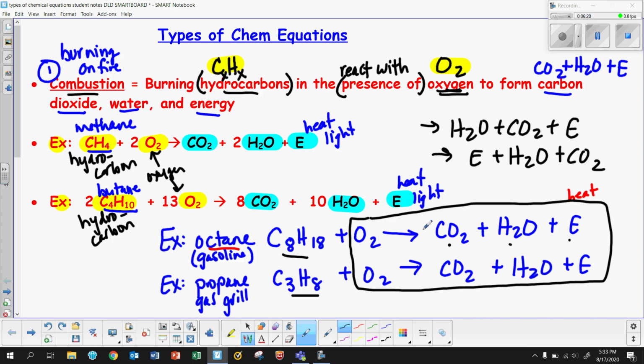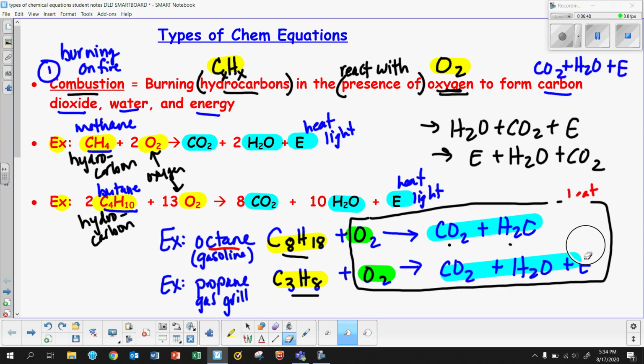Okay? So in a combustion equation, you're simply going to be looking for a hydrocarbon. Let's try that again. You're going to be looking for a hydrocarbon reacting with oxygen, and every time you're looking for it to make CO2, water, and energy. Don't rely on energy to identify combustion because sometimes energy won't be shown to you. So for example, if I were to remove energy from this equation, it's still combustion.